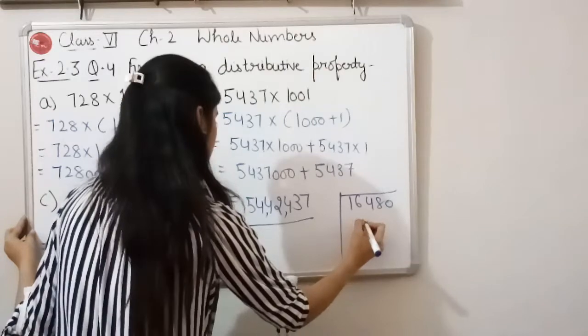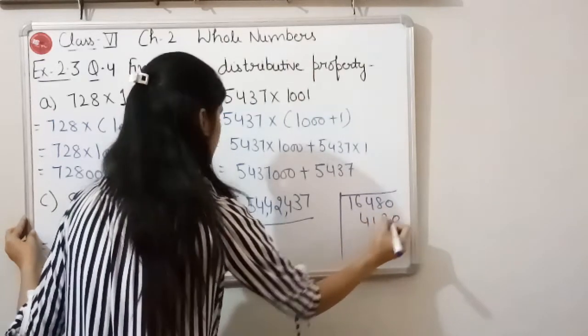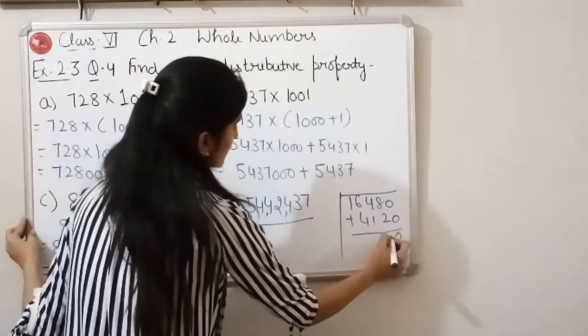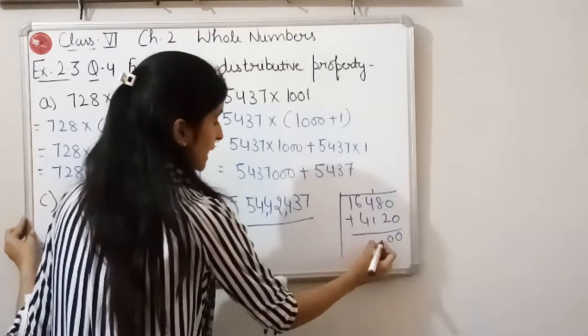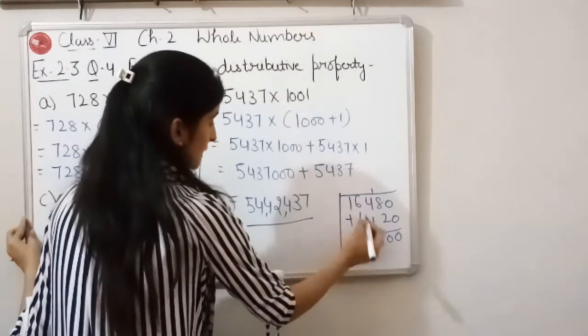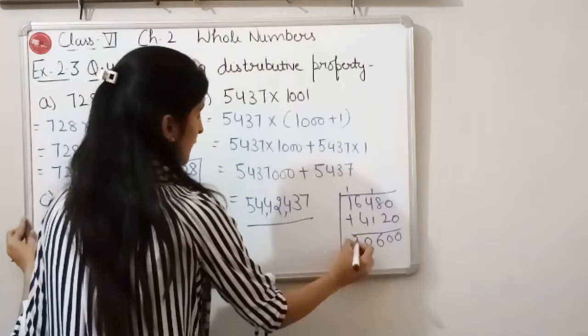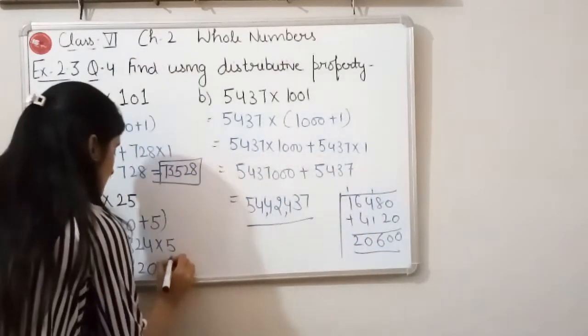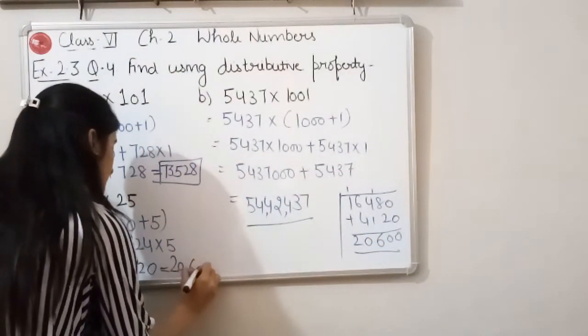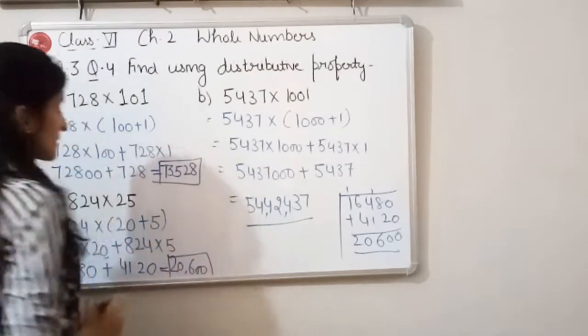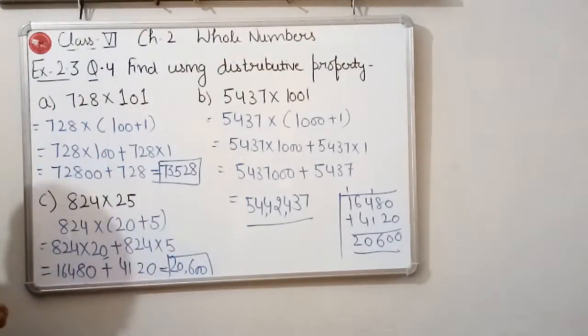16,480 plus 4,120. 8 plus 2 is 10. 4 plus 1 is 5. 5 plus 1 is 6. 6 plus 4 is 10, and 1 plus 1 is 2, which is equal to 20,600. 20,600 is our answer. So that is how we have to use distributive property here, and we have to solve these kind of questions. Okay, so this was our fourth question. Now we have to move to question number 5.